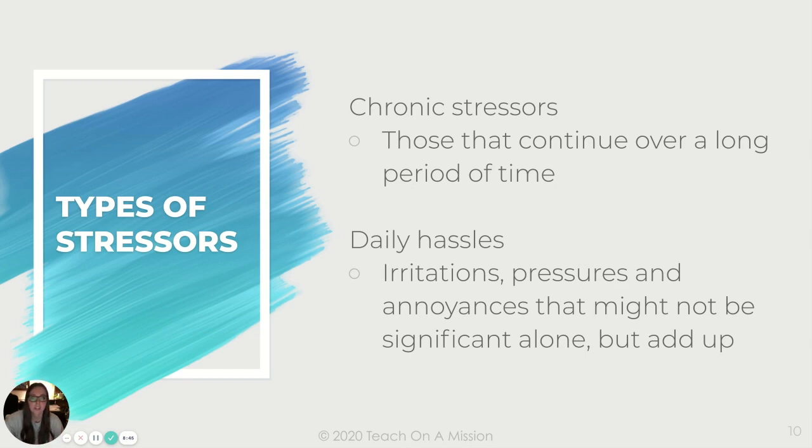And then you just have daily hassles. So this could be some irritation, some pressure, some annoyances that might not be significant alone, but they add up. So maybe you get to your first period and you didn't get a good grade on the test. And then you go to your second period and you've got to do an extra assignment. And then you go to your third period and it's lunch and you forgot your lunch. And then it's fourth period, you have to talk to the teacher.